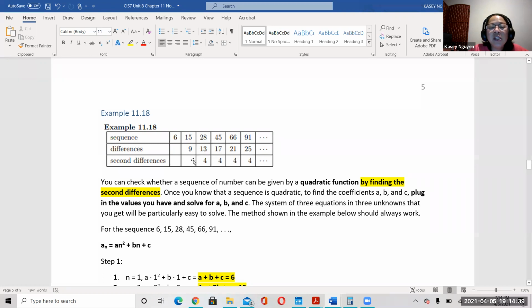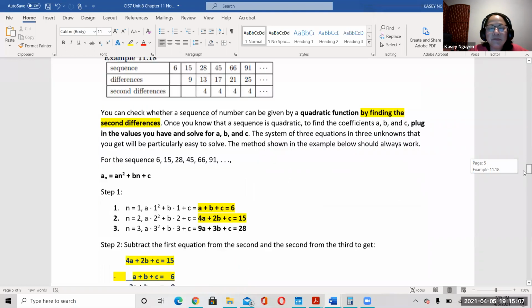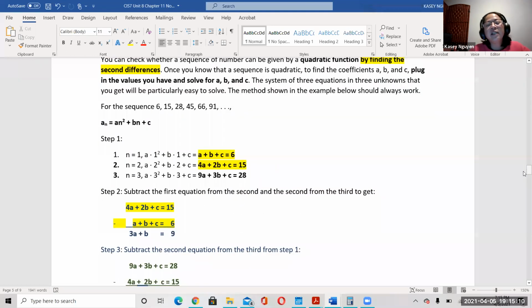So what we want to achieve out of this is to evaluate the first level of difference and the second level of difference, so that we can solve for A, B, and C, which would then give us the actual equation for that sequence. Okay, so let's take a look at an example here. Earlier we saw how we subtract.